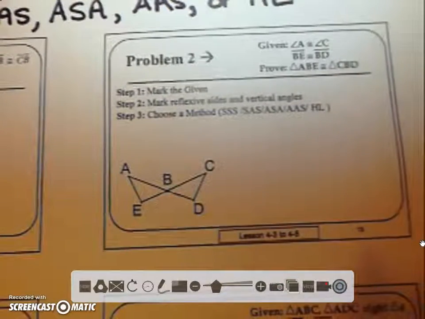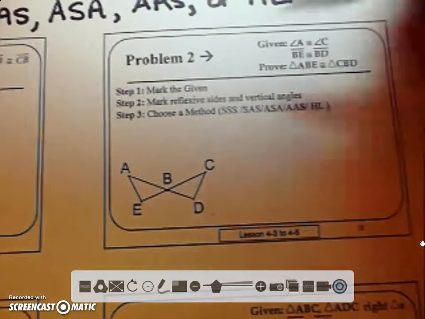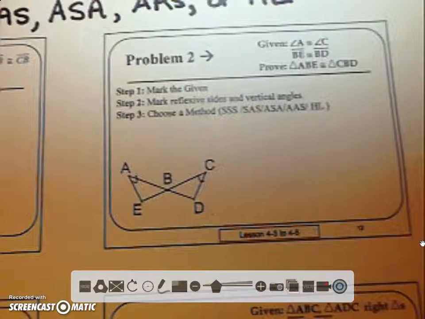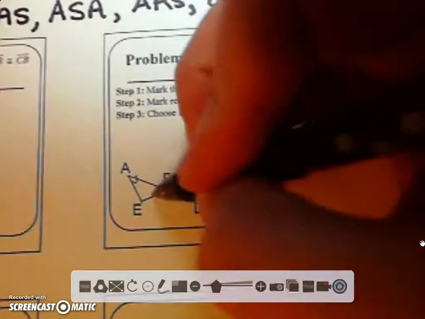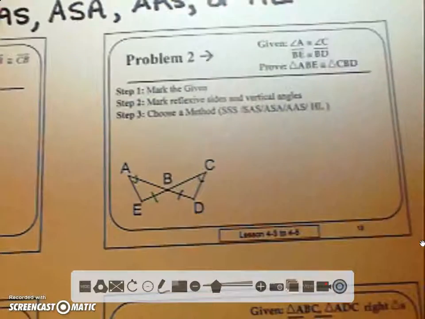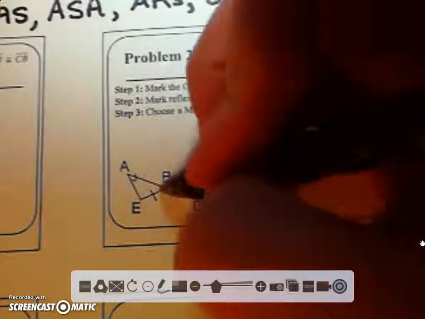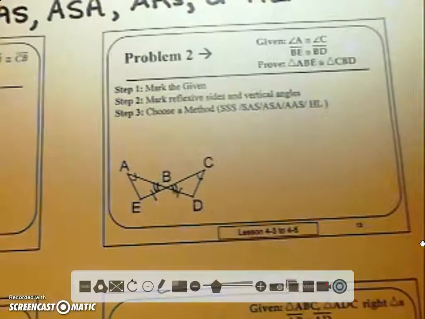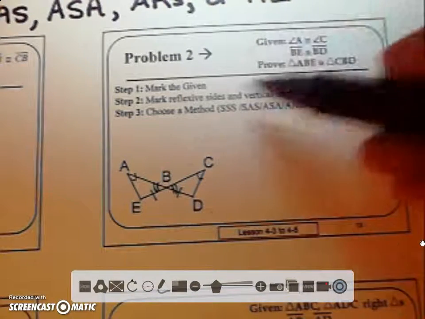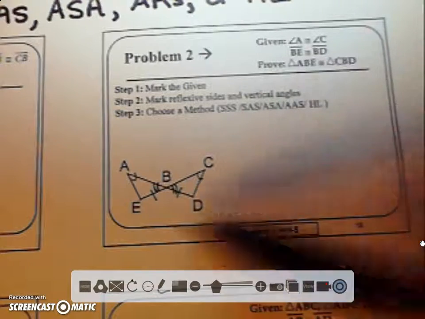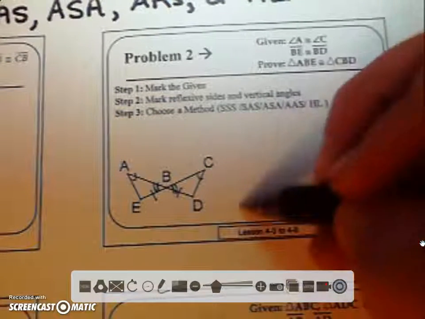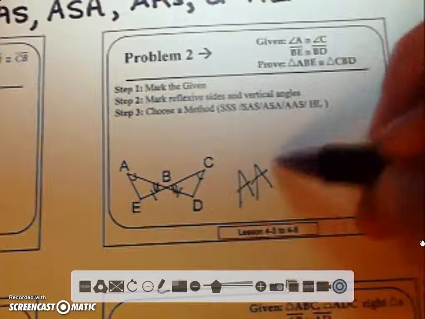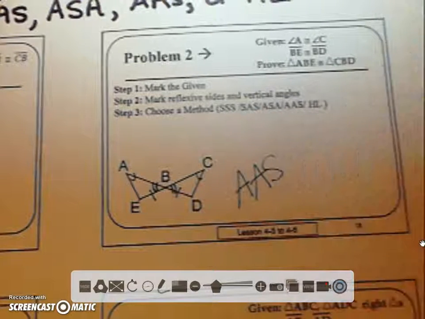Same thing here. We mark the given statement. A is congruent to C, here and here. BE is congruent to BD, so we mark that here and here. Once again, we have vertical angles in the middle because it's the same figure that we just looked at, so we'll mark those as congruent. And this time we have 2 angles and a side. The side is non-included, so we list them in order: angle, angle, side.